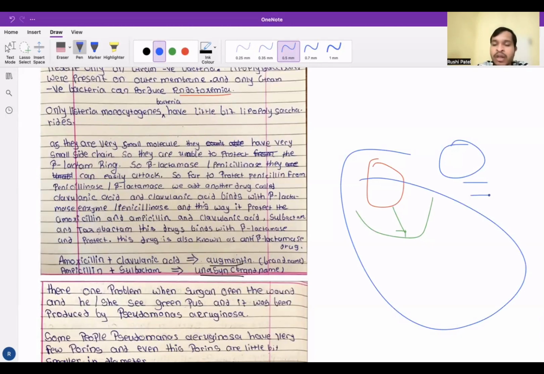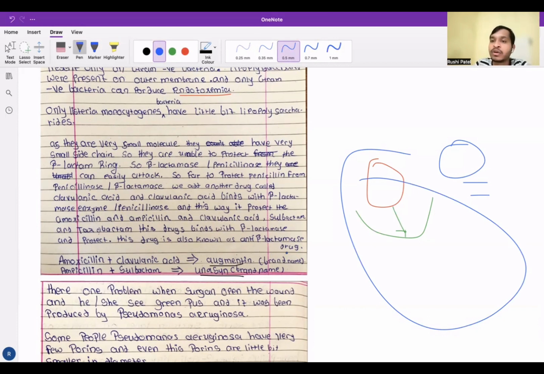It basically binds with penicillinase. That's it. More important, you just have to remember that sulbactam, tazobactam, and clavulanic acid are added to protect the drug ampicillin or amoxicillin.